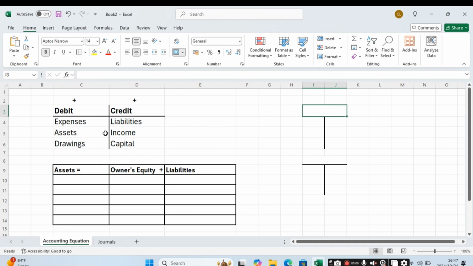We'll start with our debit side. We'll start with, let's say, our assets. So we have an asset. Any asset. You can simply say vehicle.